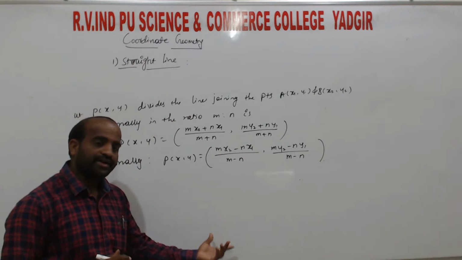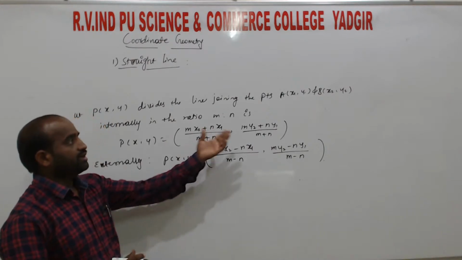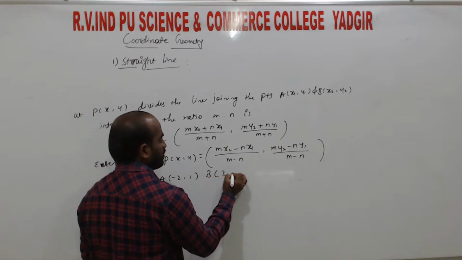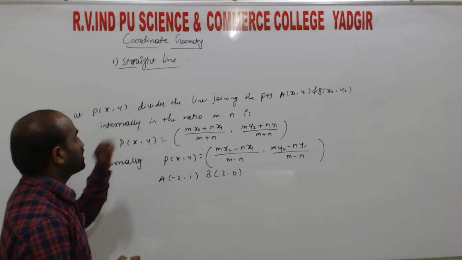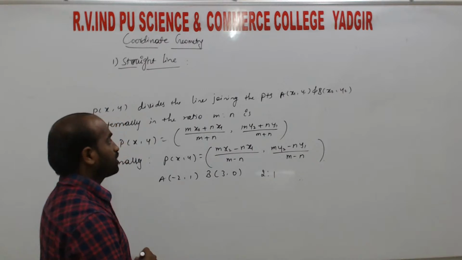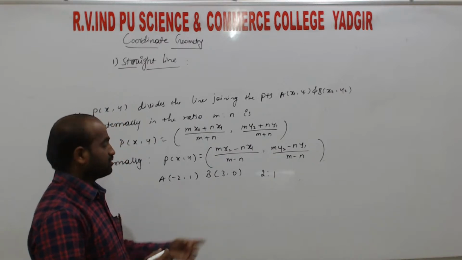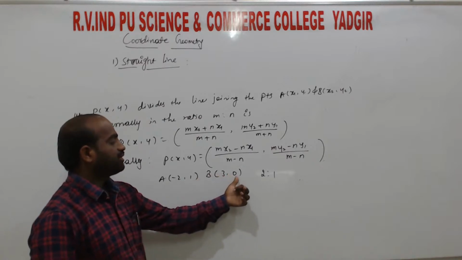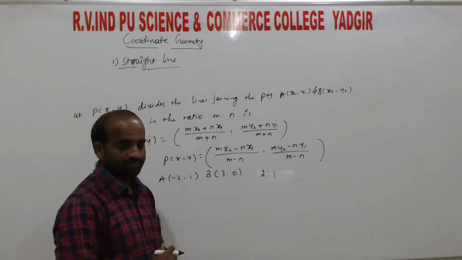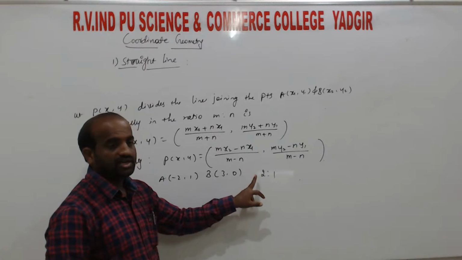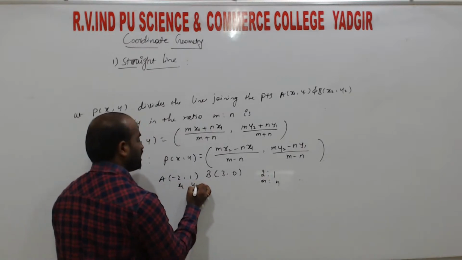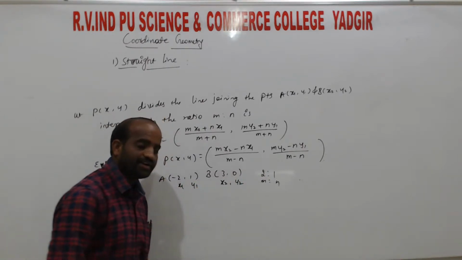Find the coordinates of the line joining the points A and B. A of minus 2 comma 1, B of 3 comma 0, internally in the ratio 2 is to 1. Now x1 y1 and x2 y2 are given, and m is to n is given, so find the x coordinate and y coordinate. Here we have mentioned internally in the ratio 2 is to 1. This one is m is to n, and these are x1 y1, x2 y2.